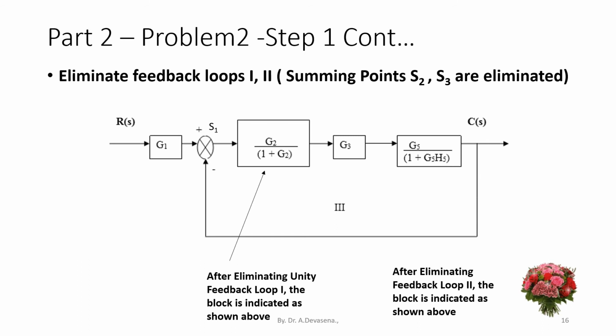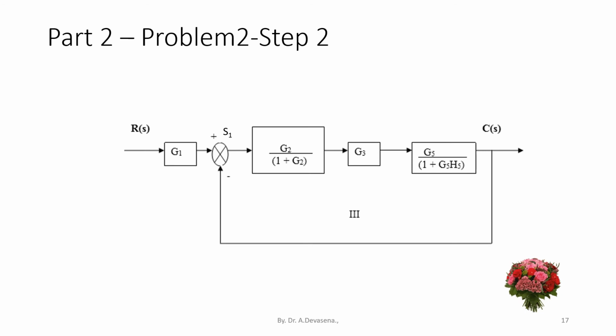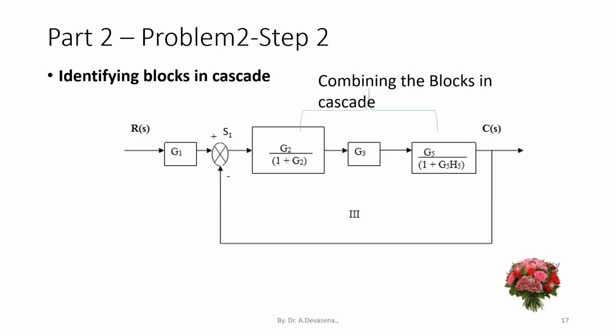Feedback loop 2 has a feedback element H5. A negative feedback is applied. Therefore, the resultant block will be G5 divided by 1 plus G5 H5. Step 2. Identifying the blocks in cascade. Here, the blocks G2 divided by 1 plus G2 and G3 block, as well as G5 divided by 1 plus G5 H5, these three blocks are in cascade. So we have to combine the blocks in cascade.